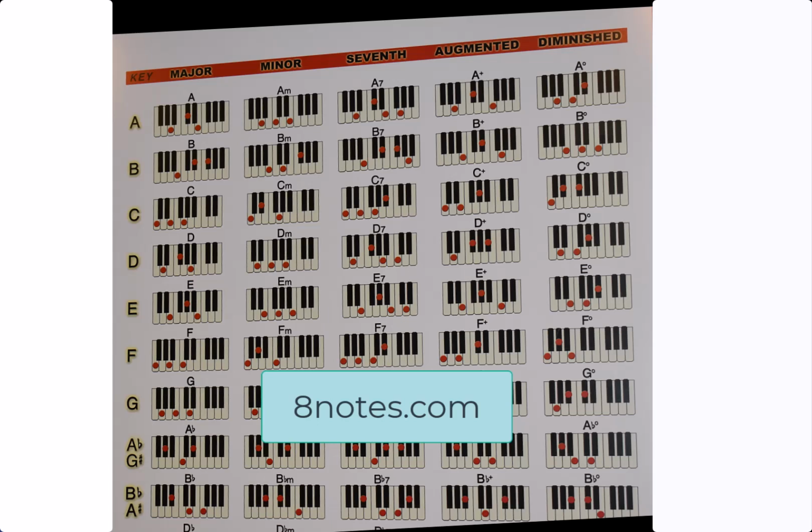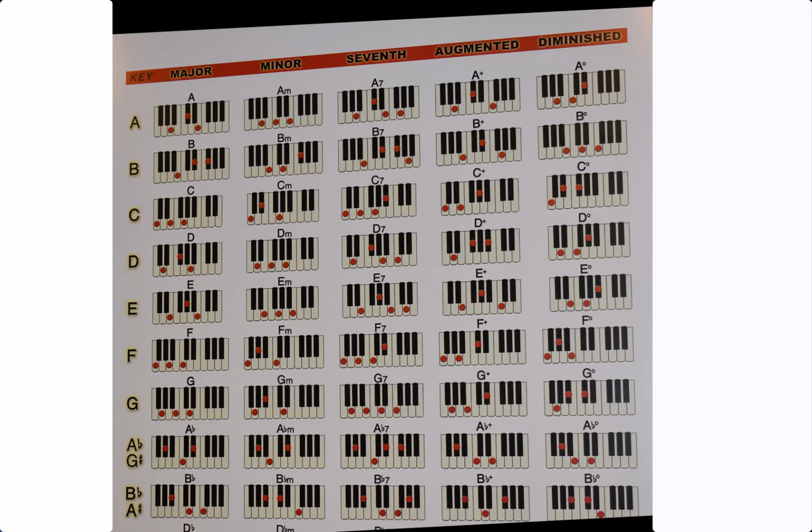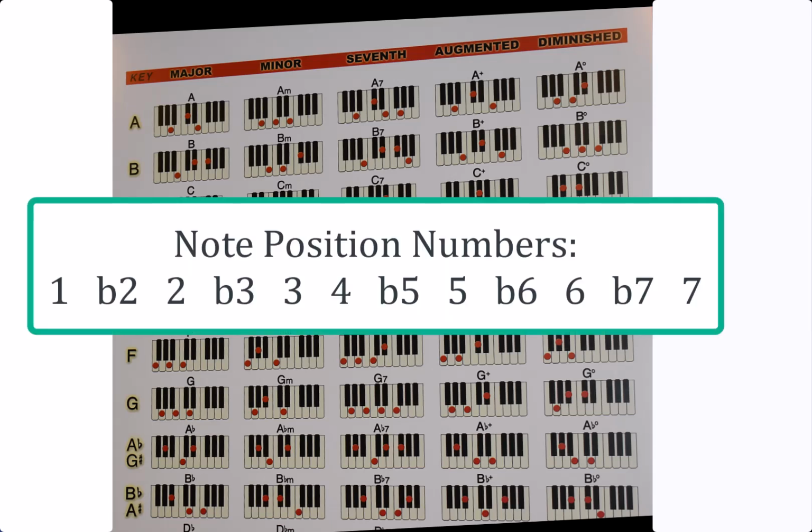However, these types of charts and websites do not necessarily explain how chord notes are derived, which pushes you back again to memorizing everything. In short, there is no good substitute for learning note position numbers. And if there is ever anything worth memorizing in music theory, I recommend it should be the 12 note position numbers rather than having dozens and dozens of chord notes and shapes to remember.